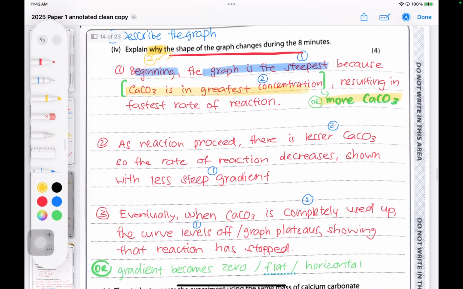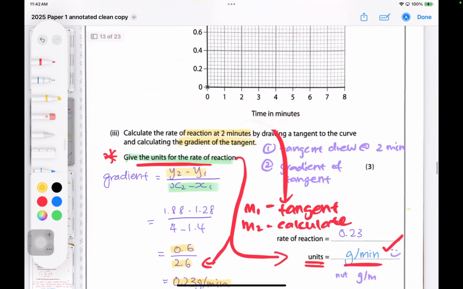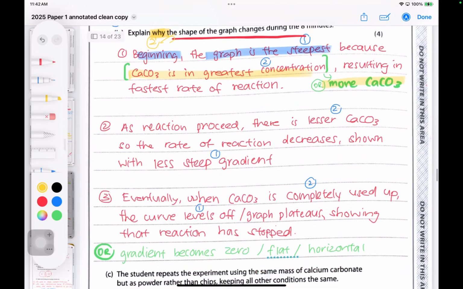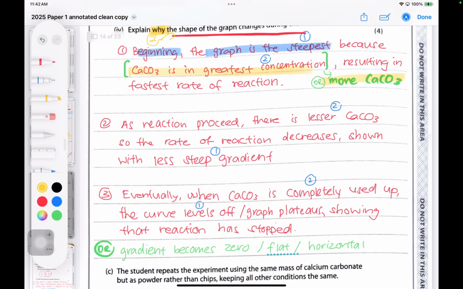Then as the reaction proceeds, we're looking at the second part of the graph now over here. Why is it that the gradient becomes less steep? Again, describe the graph first. The gradient is less steep now, and why is that so? It is because there is less calcium carbonate. Some students focus on acid, and in this case, because the question didn't emphasize which one is the limiting reactant, that works as well.